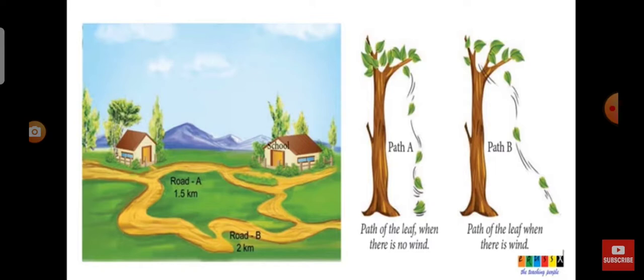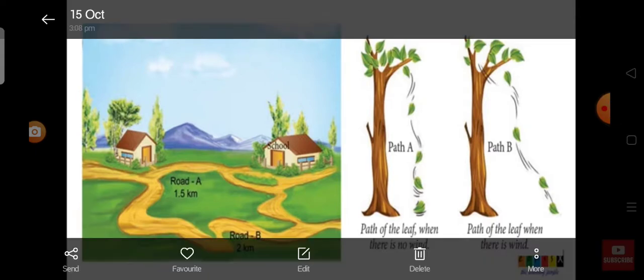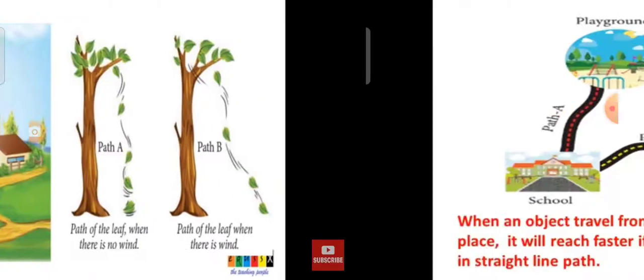Now you look at the nearby picture. In the first picture, the path of the leaf when there is no wind, that is the path A. And the second one is the path B, the path of the leaf when there is wind. In which path will the leaf reach the ground first? Yes, using the path A, the leaf will reach the ground first.